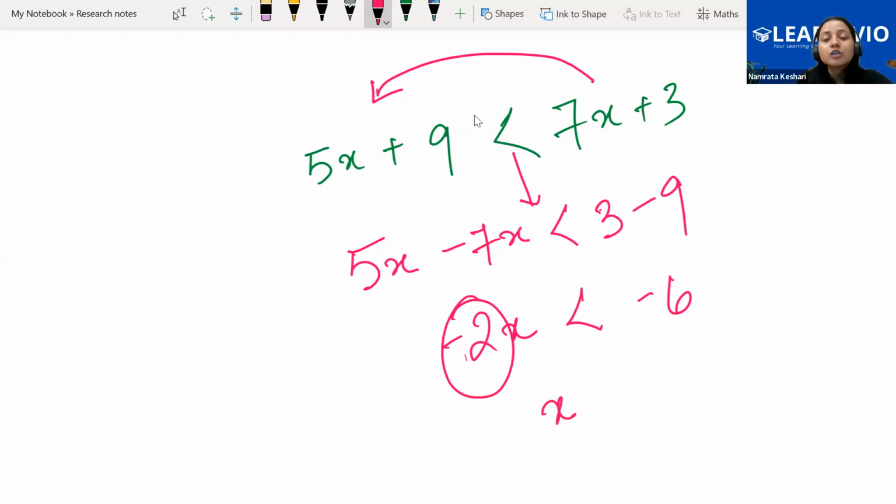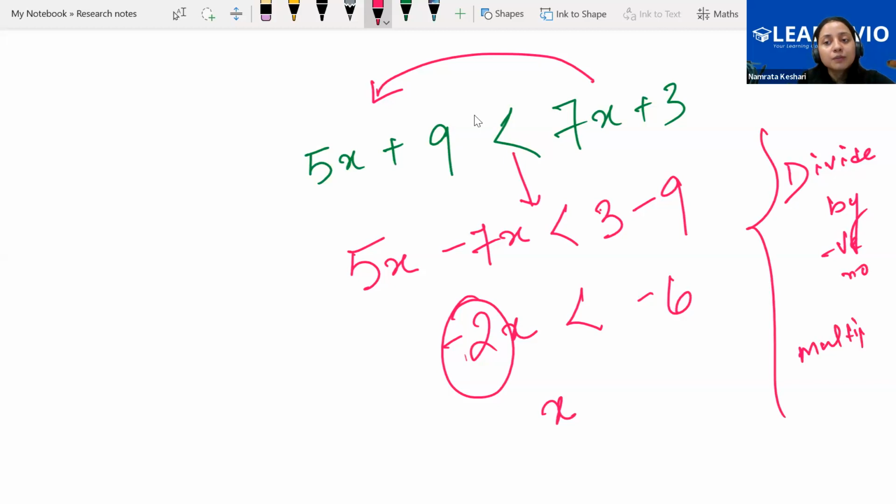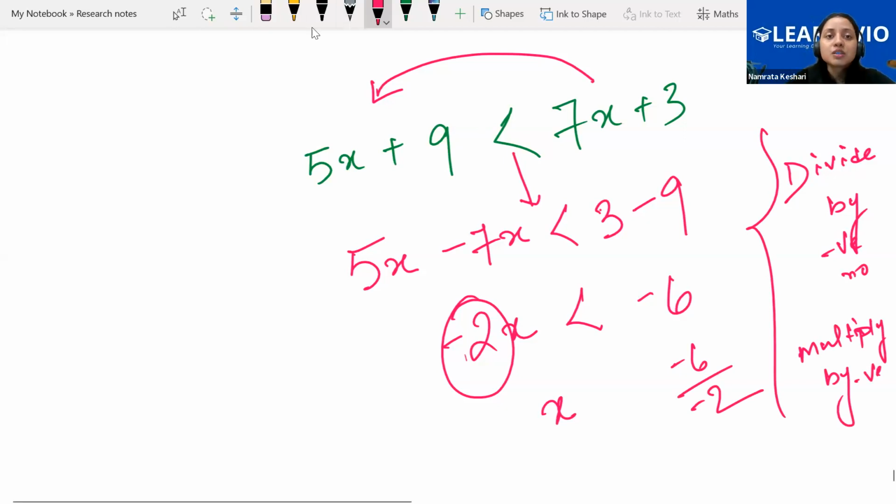This minus 2 we will transfer to the other side, which means we are going to divide by a negative number. Either we divide by a negative number or multiply by a negative number; in these two scenarios, we have to reverse the sign. Why are we doing so? I am coming to that. So it will be minus 6 by minus 2, just like the equation, but at the same time we reverse this sign. This is the only place where we have to be careful.